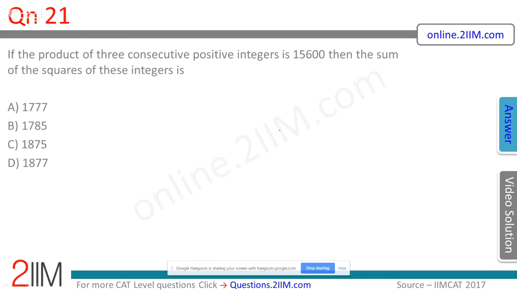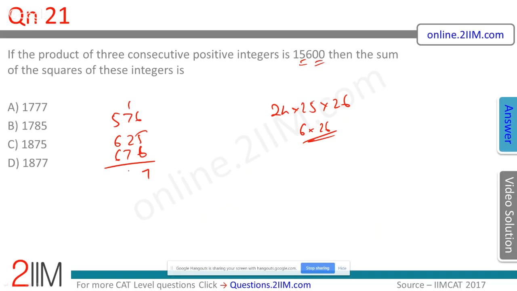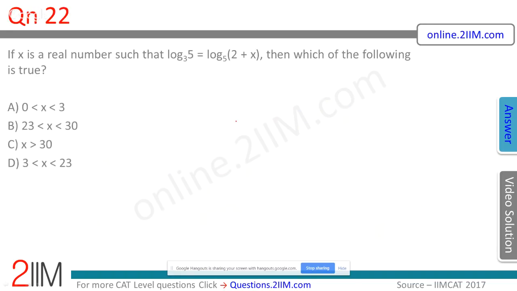The product of three consecutive positive integers is 15600. Then the sum of the squares of these integers. There are 2 zeros sitting there. So 12 into 13, 24 into 25 into 26 should be it. 25 into 4 is 100, 6 into 26 is 156. The sum of the squares of these integers: 24 squared is 576, 625, 676, which adds up to 1877. Good. Let's go to the next one.